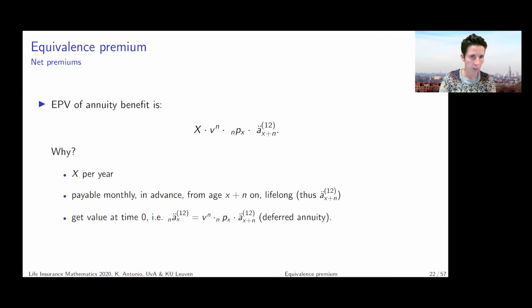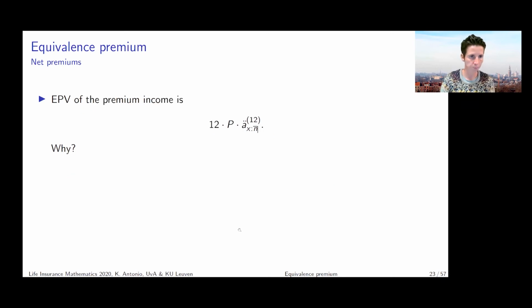The next step then is how to value our premiums. If we look at the EPV of the premium income, then we're going to work with 12 times P, and we're going to value this with a life annuity due with a term of N years that is payable monthly in advance. The actuarial notation for that is indicated over here.